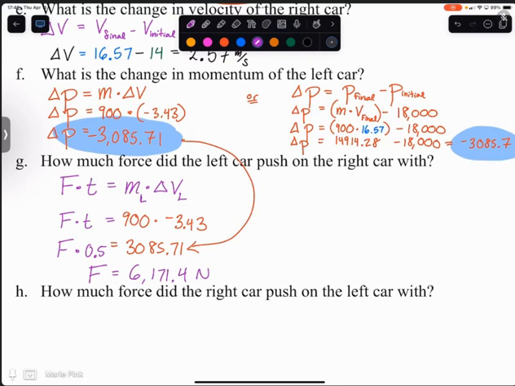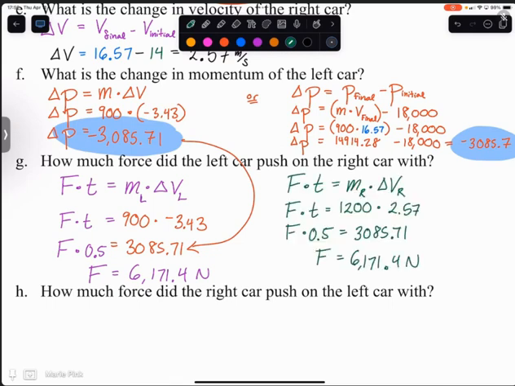Now, if I do this the same way and I use the right car for the mass and the right car for the change in velocity, I will get exactly the same answer as long as I've been keeping all of the digits in my calculator. If you round it at all, you will get a very slightly different answer, but that's okay. So I went ahead and did it the other way with a mass of 1200 and a velocity of 2.57. And again, indeed, I got exactly the same force.